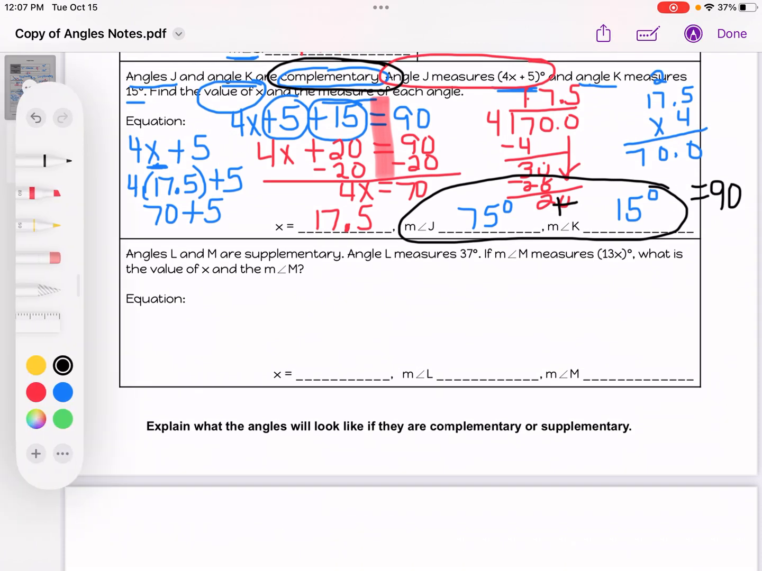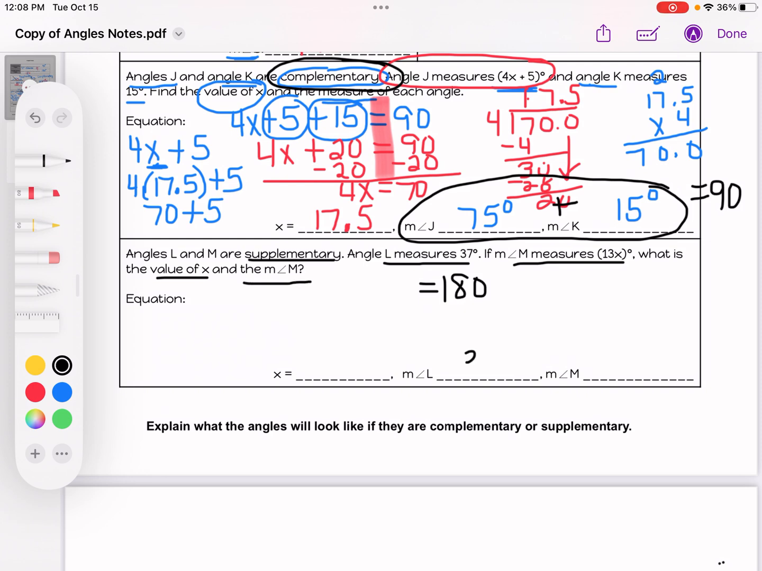Okay, on the last example, it says angle L and M are supplementary, which means they are equal to what? I hope you said that they are equal to 180 degrees. It says angle L measures 37. Angle M measures 13x. What is the value of x? And what is the measure of angle M?